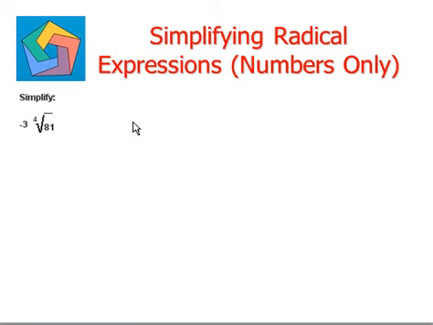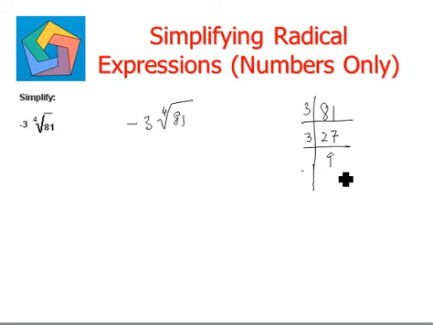Here we are given negative 3 times fourth root of 81. So we write down negative 3 and the fourth root of 81. So again our method remains the same. Prime factorization cannot be done by 2. We start off with 3. 81 divided by 3 is 27. 27 divided by 3 is 9. 9 divided by 3 is 3. And 3 divided by 3 is 1. So we write down the factors inside the radical, that is all the 4 3's.